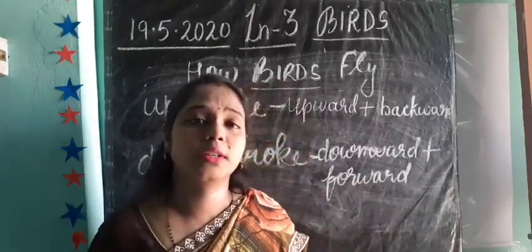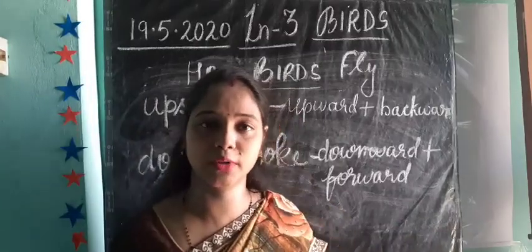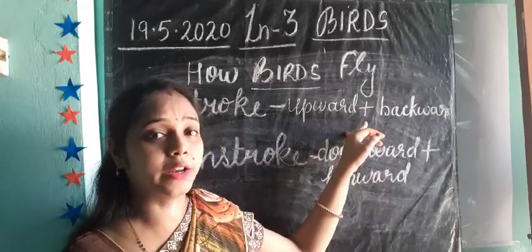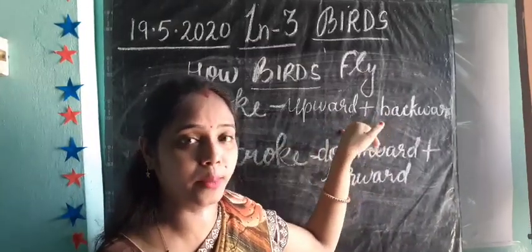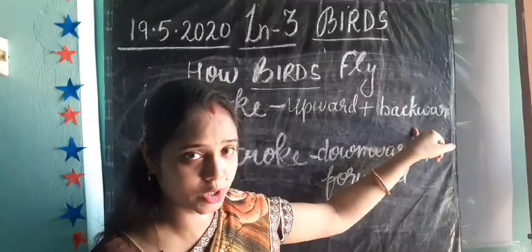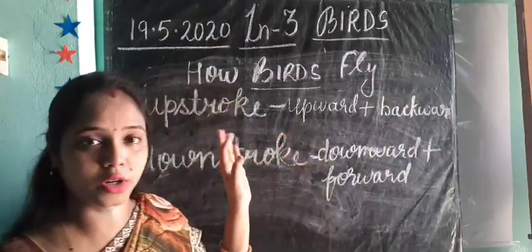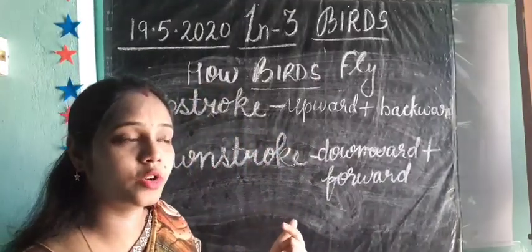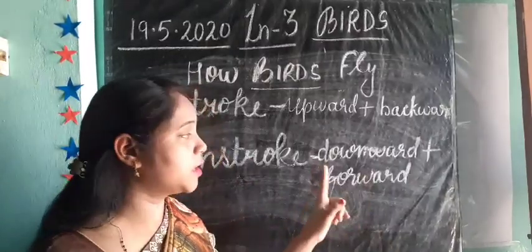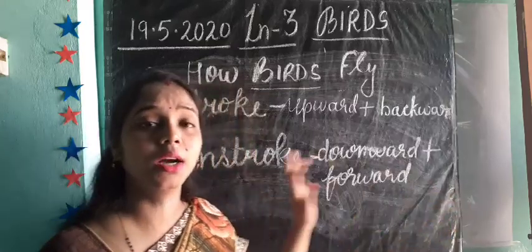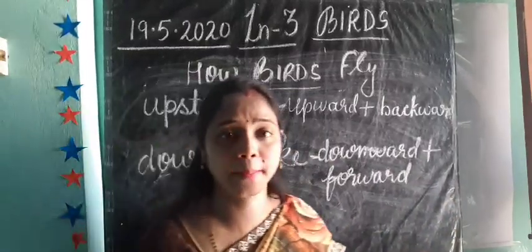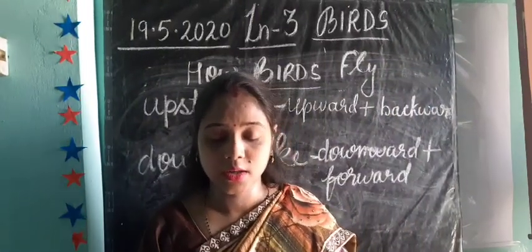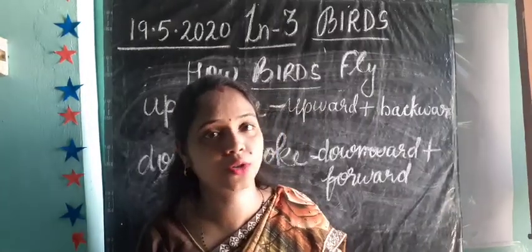Now if somebody asks what is upstroke, what will you say? Upstroke movement is the movement in which the bird's wings are moving in upward and backward direction. Then the second form, the downstroke. What is downstroke movement? The movement of wings in downward and forward direction is called downstroke movement. Upward, downward, like this only birds fly. Everyone has watched, and now also you can watch.